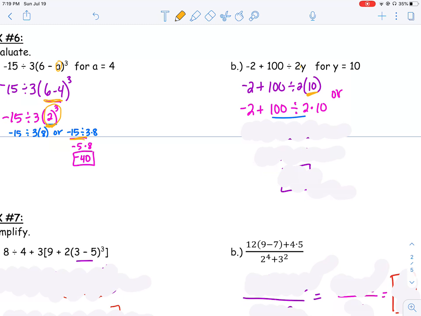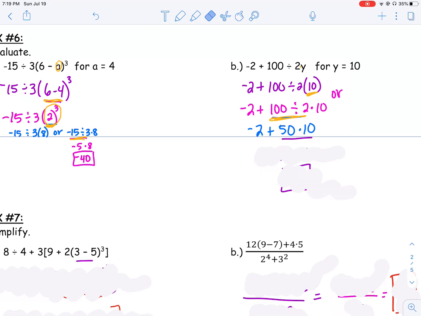So I have negative 2 plus 100 divided by 2 times 10. I don't see any other parentheses, I don't see any exponents, but I do see some multiplication and division. I'm going to do it from left to right, so I see division first, not the multiplication always. Make sure you do it from left to right, or you're going to get a different answer, a wrong answer. When I divide 100 divided by 2, I end up getting 50. I'm going to bring everything down carefully. I still have the negative 2 plus 50 times the 10 that's in the back.